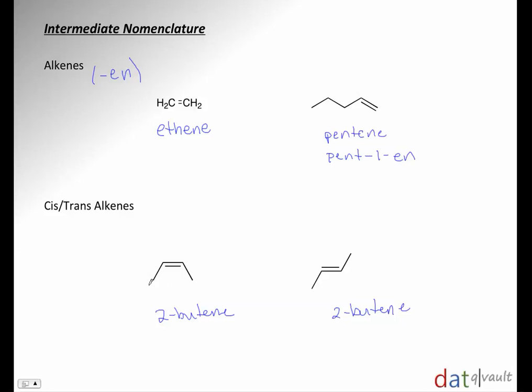To denote an alkene that has 2 of the same substituent on the same side of the double bond, we call it a cis-butene. And the other configuration, where the substituents are on opposite sides of the double bond, is going to be trans to one another. So this is going to be a trans-2-butene.